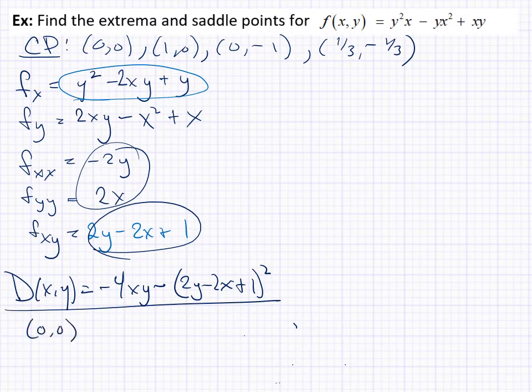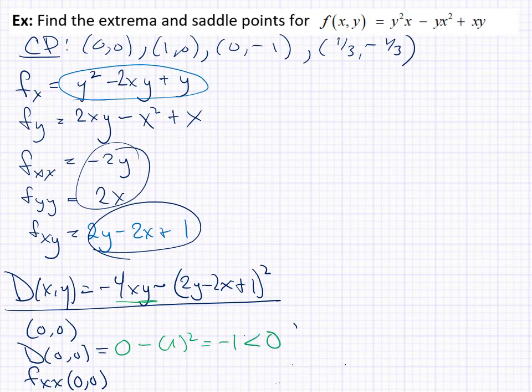So 0, 0. I always like to look at the discriminant first, and then I'll look at fxx. Because if the discriminant is negative or 0, this fxx doesn't matter. If the discriminant is positive, then I'll look at what happens with fxx. So 0, 0 into the discriminant. If you think about this, it'll be 0 for sure. This will be minus 1 squared. So that'll be negative 1, which is negative. All right, well, the discriminant is negative, what do we say?